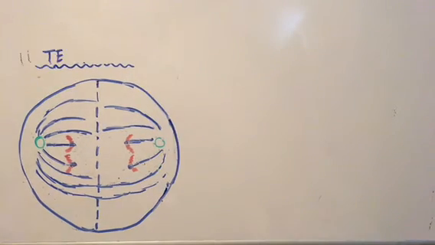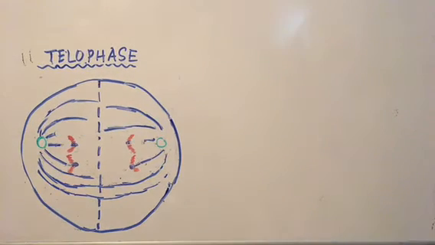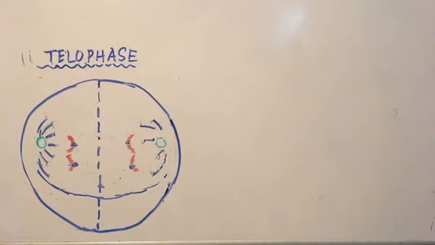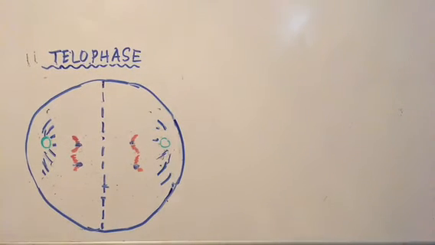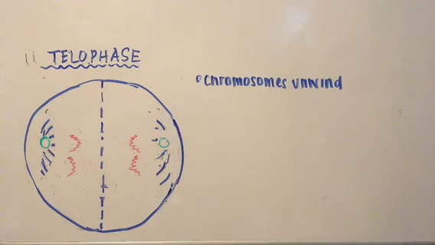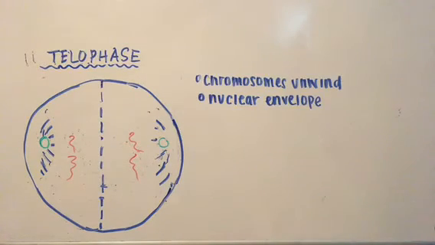In telophase, the last formal stage of mitosis, the spindle fibers detach from the chromosomes, and the chromosomes on both sides of the cell begin to unwind back into a chromatin form. Two nuclear membranes form.